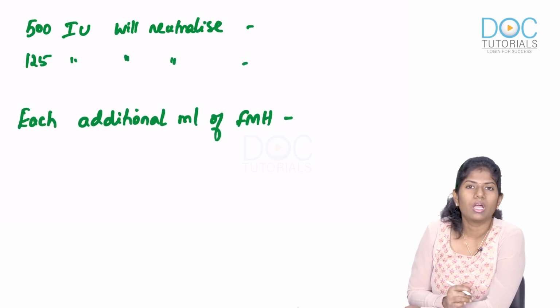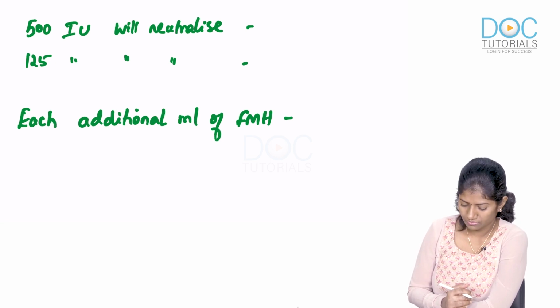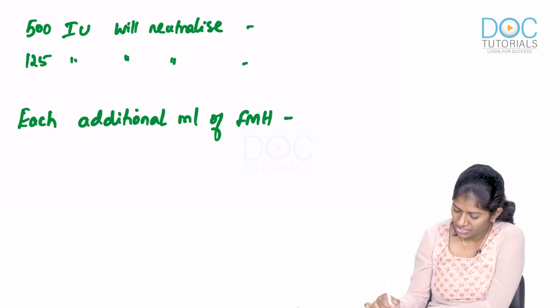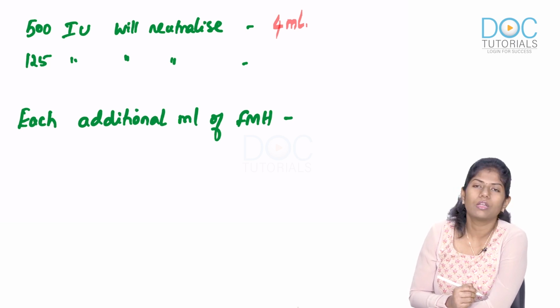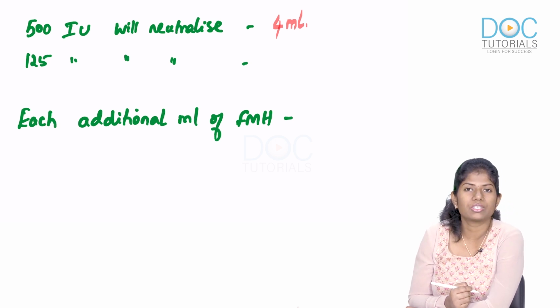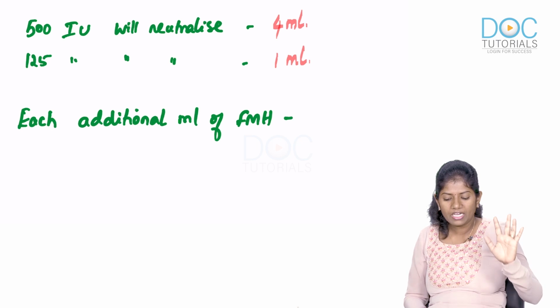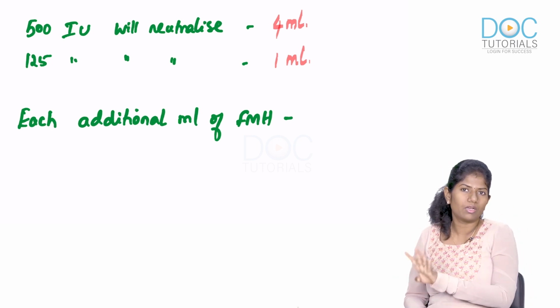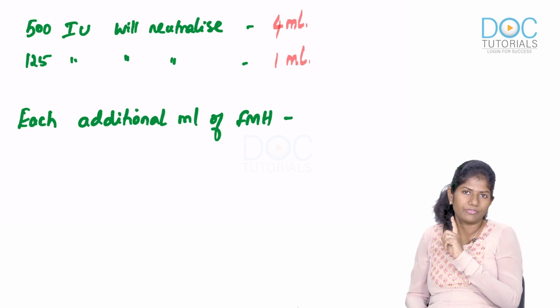So how much will 500 international units neutralize? 500 international units will neutralize 4 ml of fetal-maternal hemorrhage. That means how much will 125 international units neutralize? 125 international units will neutralize 1 ml of fetal-maternal hemorrhage. So please be clear about this: 500 international units neutralize 4 ml, and 125 international units neutralize 1 ml.